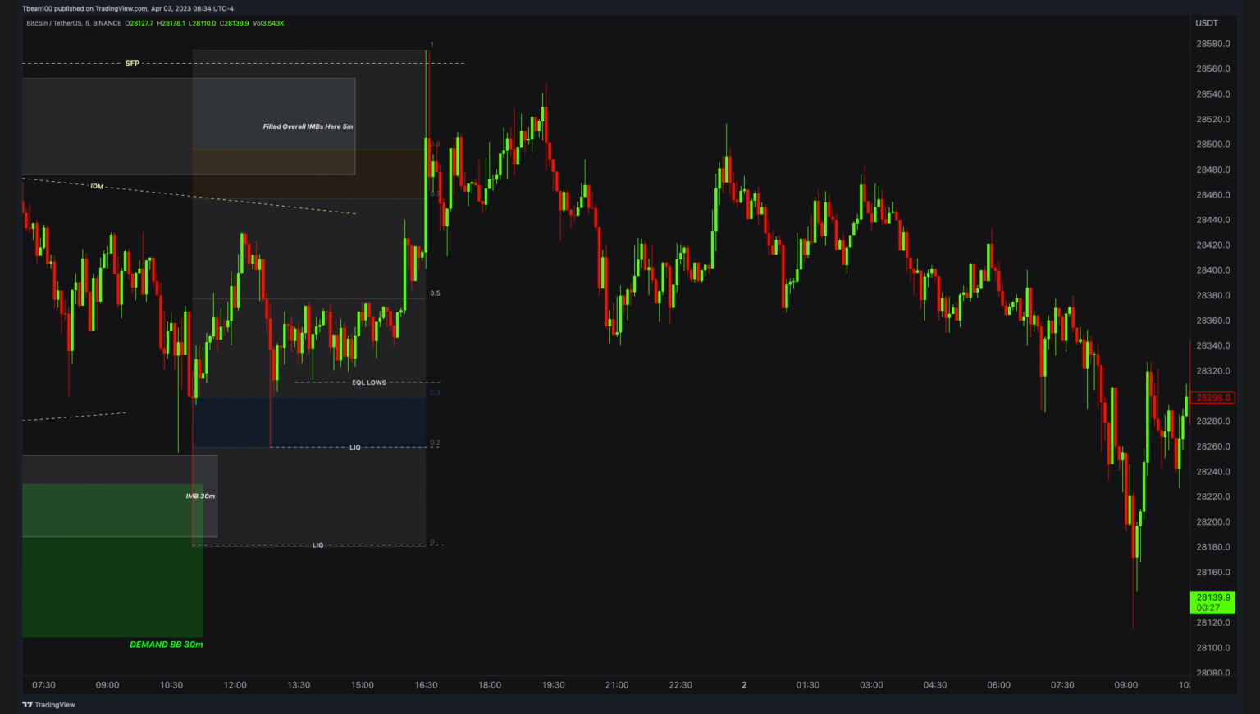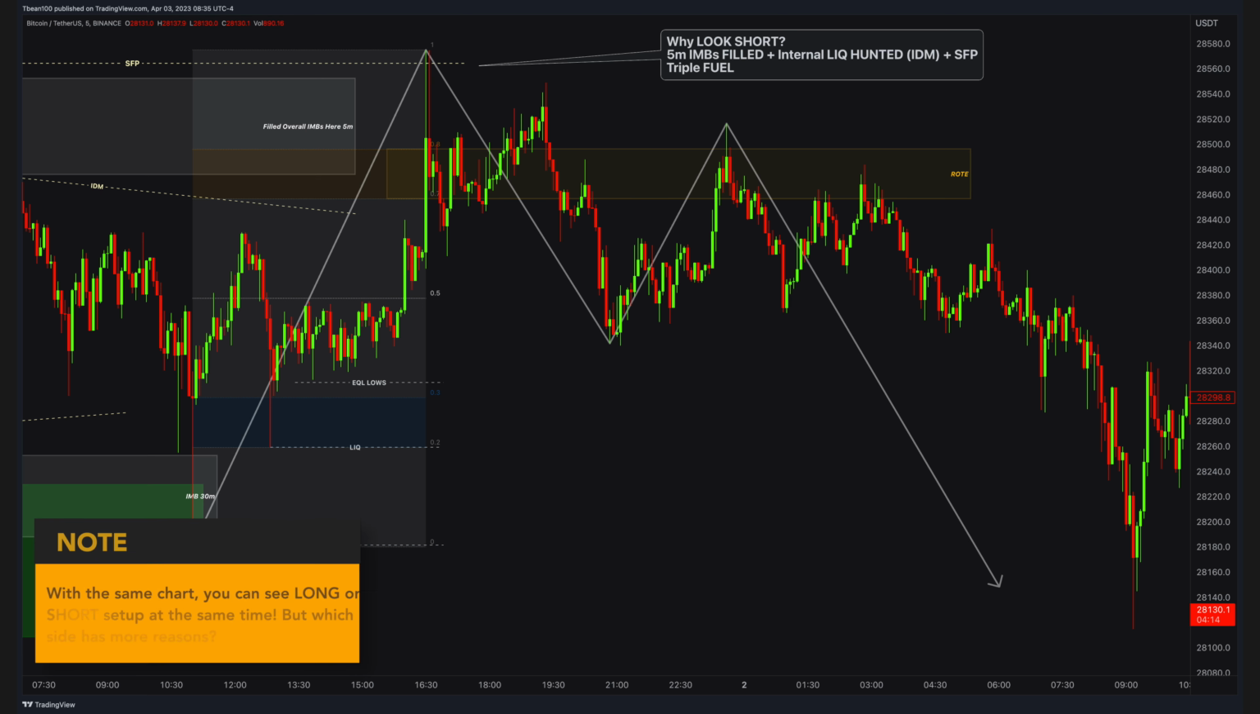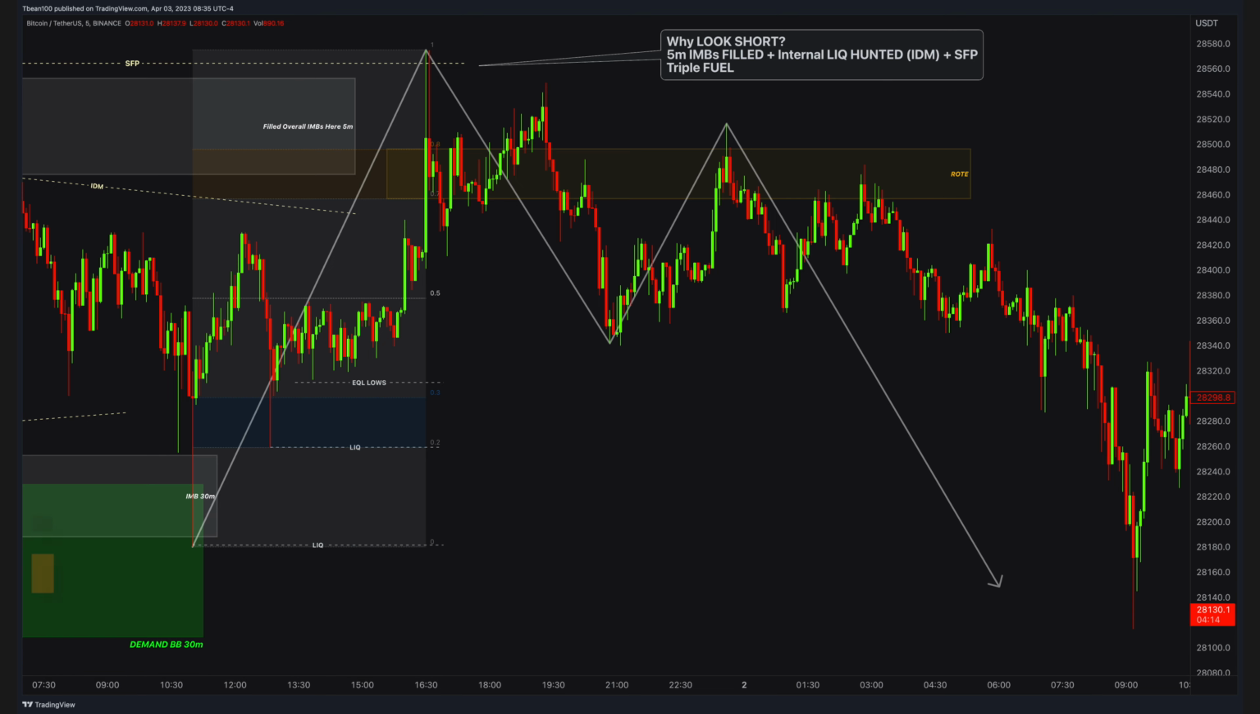Okay, at this point, I draw a Fibonacci here. What is this? Yes, ROTE. But why? Because we hunted liquidity at top with a lot of inducement and far runner target below. I have many reasons to short. More simply put, I have more reasons to short than long here now.